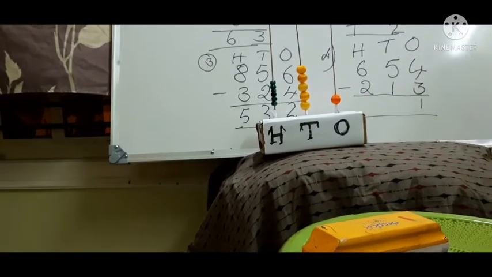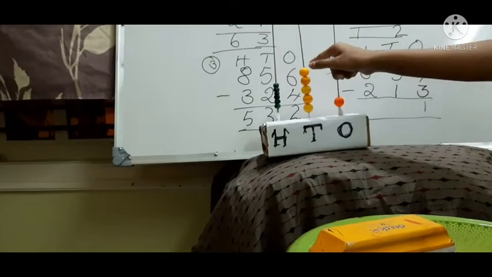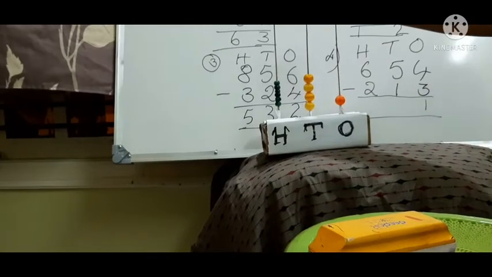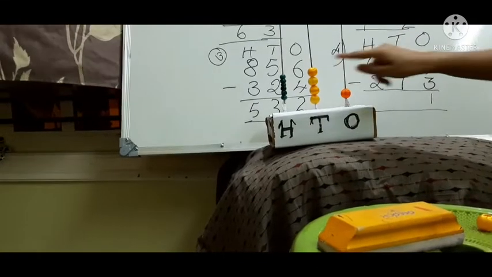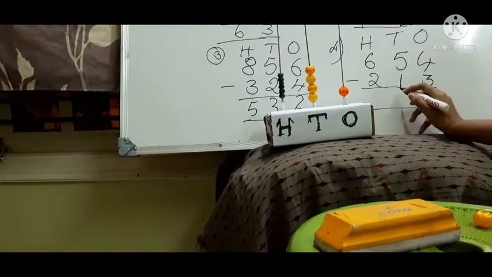Next, 5 tens minus 1 ten. Then we have to take out only 1 bead. How many tens are remaining? Now 4 tens. 5 minus 1 is 4.